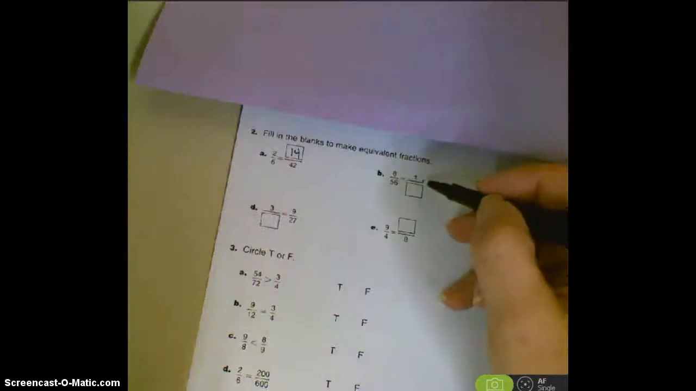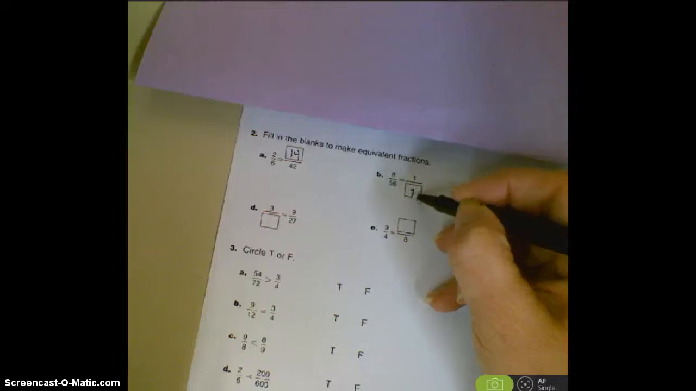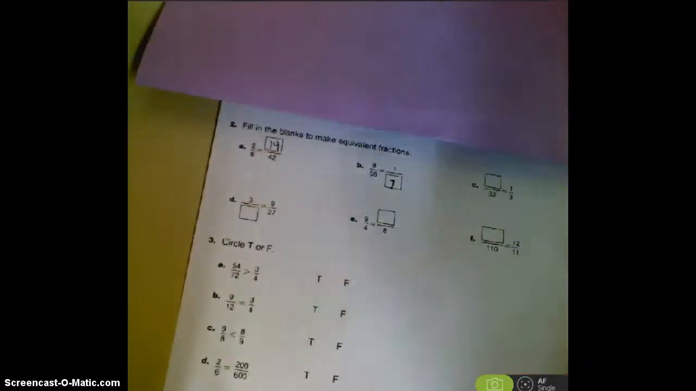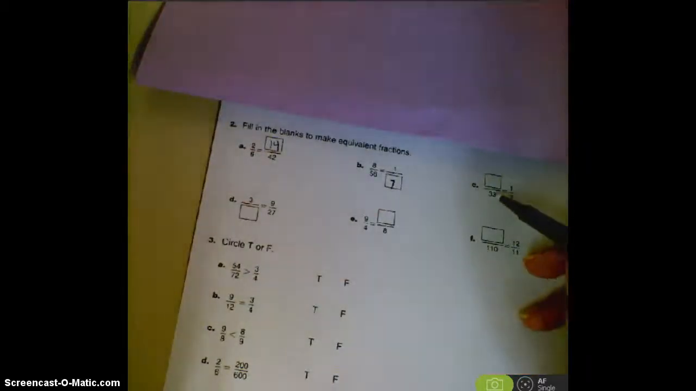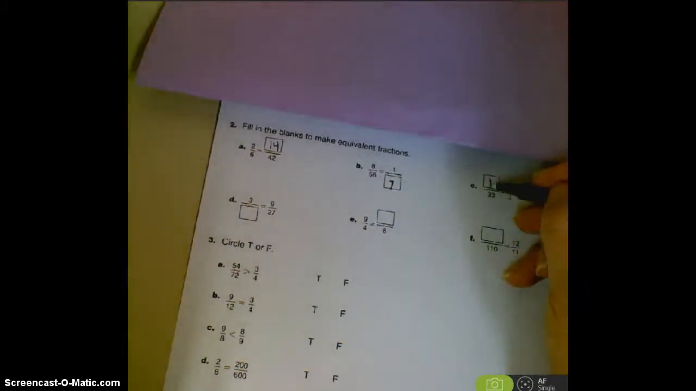And here we're getting smaller, so we're dividing. 8 divided by 8 is 1, so 56 divided by 8 would be 7. And 3 and 33. 33 divided by 11 is 1. Oops, is 3. Sorry, I'm looking at the top here. So backwards, 3 times 11 is 33. 1 times 11 is 11.